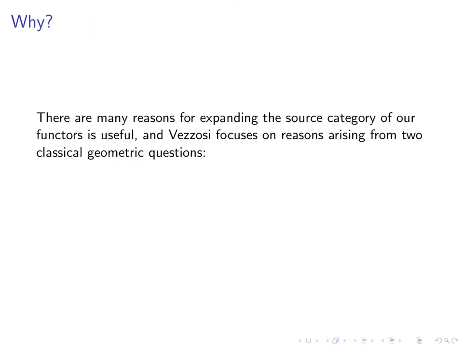Why bother doing this? Well, there are many reasons. Derived algebraic geometry has quite a few applications, if you will. And Vezzosi's article focuses on two classical geometric questions. One is considering derived intersections, and the second is deformation theory. Both of them relate to our paper, the Galatius and Venkatesh paper, and so I wanted to say a little bit about them.